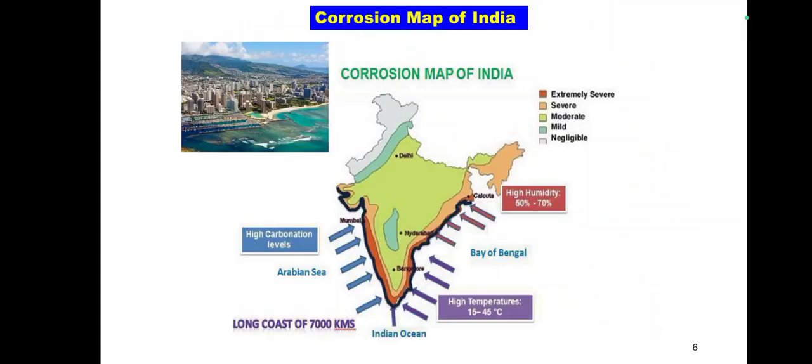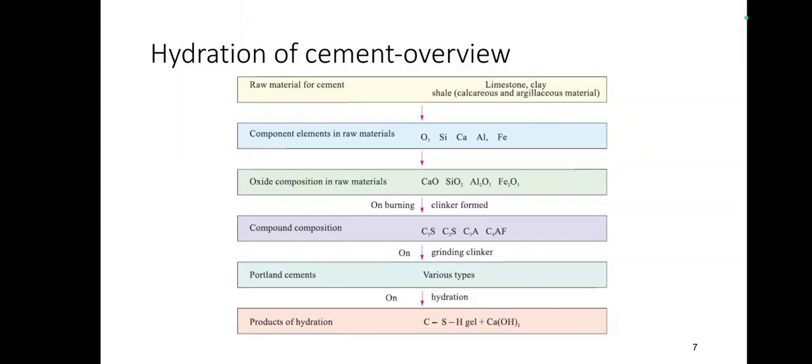So for that, this corrosion mechanism you should study, and what are all the causes for it. And in the third unit you will see about the control mechanism. So this is a corrosion map of India. Here you can see the most affected area is along the coastal regions, which have direct exposure to sea conditions. Wherever the carbonation level is more, where the temperature is in the range of 15 to 45 degrees, and in case of high humidity, this corrosion will be more.